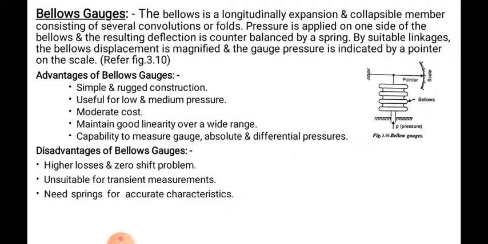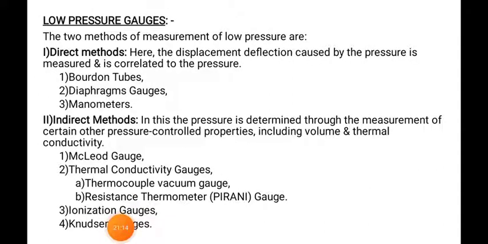Disadvantages of the bellows gauge: higher losses and zero shift problem. Losses are higher, and the zero shift problem means we cannot shift zero in the case of a circular scale. It is unsuitable for transient measurement, and it needs a spring for accurate characteristics. So this is nothing but the bellows gauge. Then there are some low pressure gauges as well.